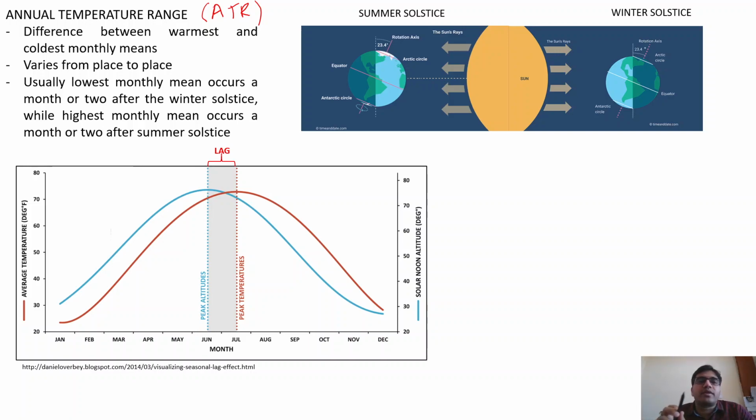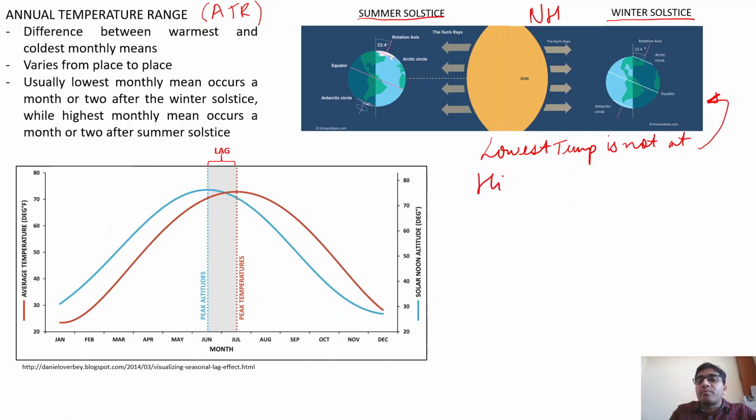Now, the interesting fact over here is the third point. Usually, the lowest monthly mean occurs a month or two after the winter solstice, while the highest monthly mean occurs a month or two after the summer solstice. So, when we are talking about the northern hemisphere, you have these two diagrams over here, the summer solstice, winter solstice. So, let us talk about the northern hemisphere. What does it say? That the lowest temperature is not at the winter solstice.